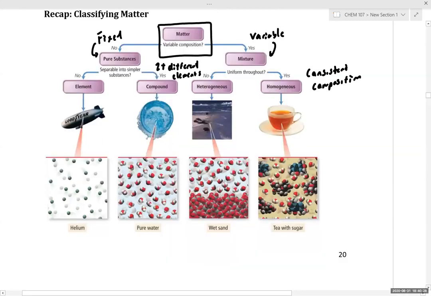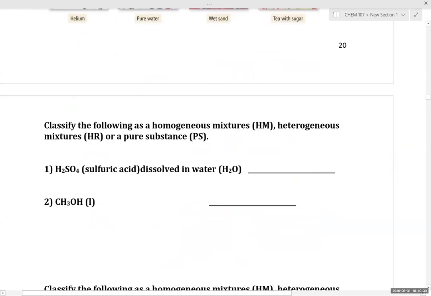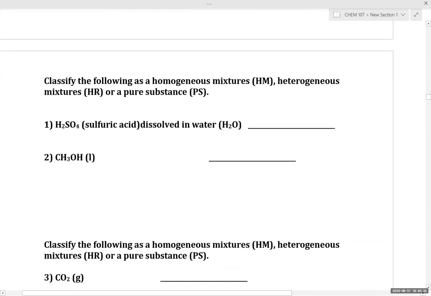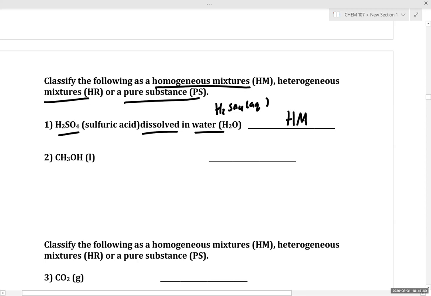Okay, so let's keep going now, and let's first classify the following as a homogeneous mixture, heterogeneous mixture, or a pure substance. In the first case, we have sulfuric acid dissolved in water, okay? This could also be written as H2SO4 aqueous. Anytime we see the word dissolved in water, that's referring to a solution, and solutions are homogeneous.